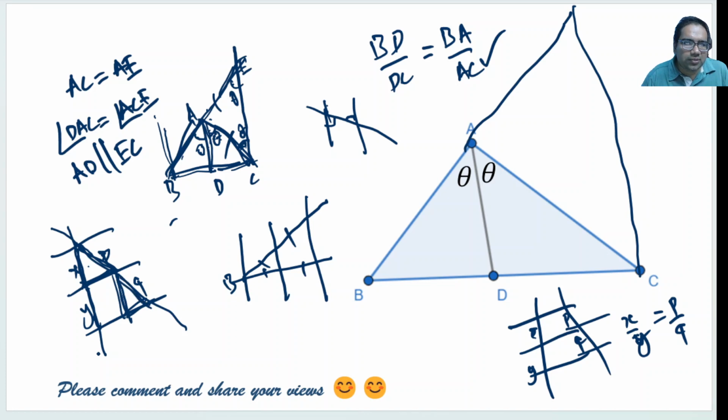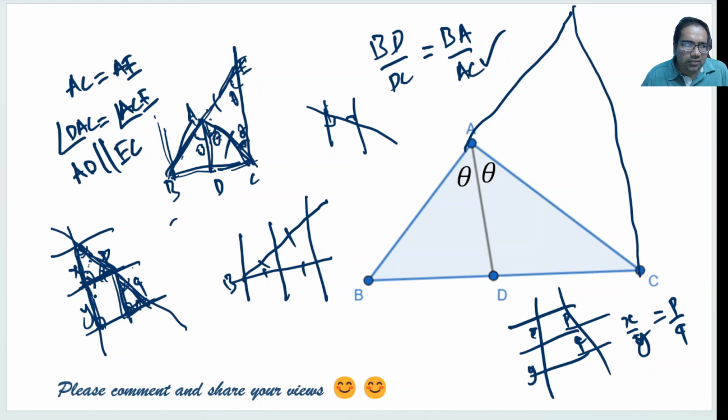This upper triangle and this lower triangle are exactly similar. Why? This angle equals this angle, because these are parallel lines. Similarly, this angle equals this angle, because again these two are parallel and this is the same transversal. So we have this angle equals this angle and this angle equals this angle. Automatically the third angle in the triangle should be equal. So all three angles in the upper triangle and the lower triangle are equal.